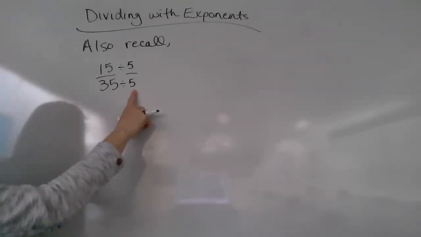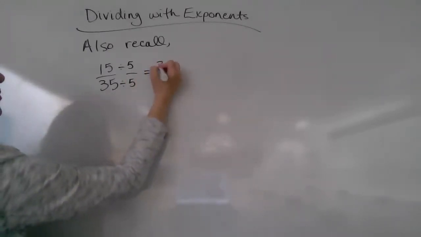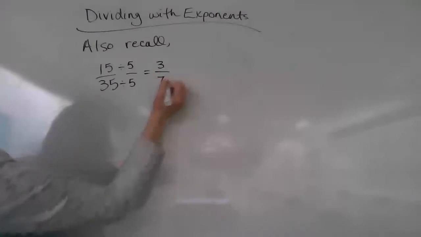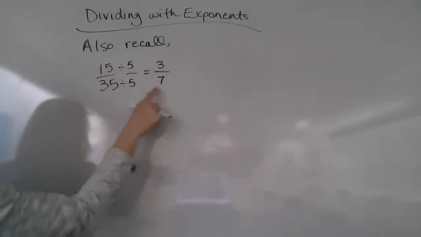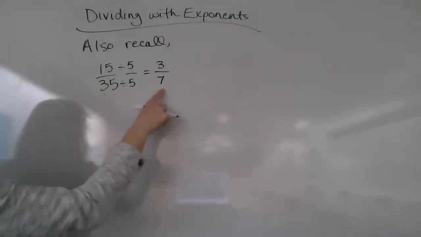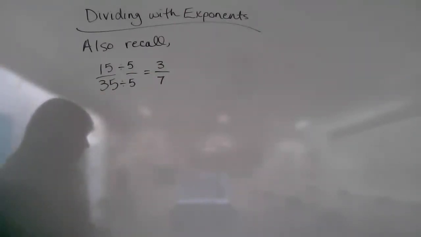So instead of 15 over 35, we could also say 3 over 7. 15 divided by 5 is 3, 35 divided by 5 is 7. These are equivalent fractions. We only divided by 1. We did not change the value. Let's look at a couple more just to remind you of how to do this.